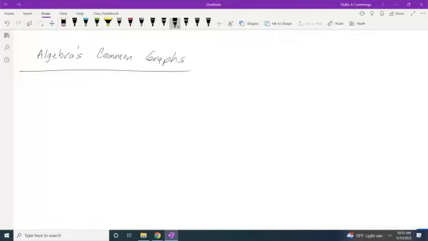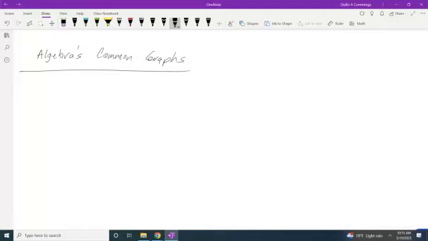And there's about 6 of them. All right. And on the handout, if you flip over a page, I put some blank pages. So you can kind of write some of this graph stuff down. All right. So algebra's common graphs.